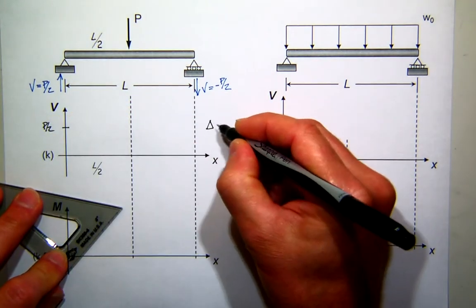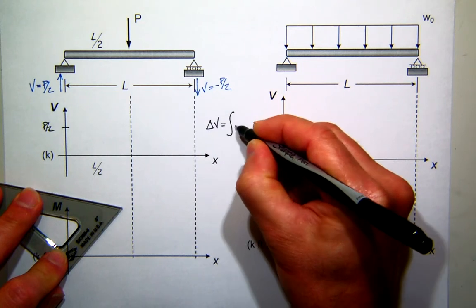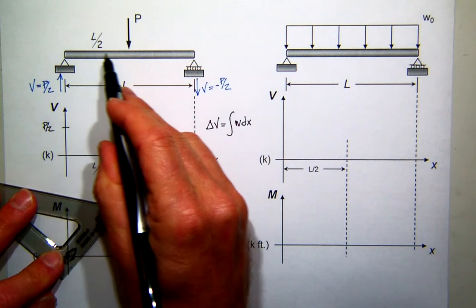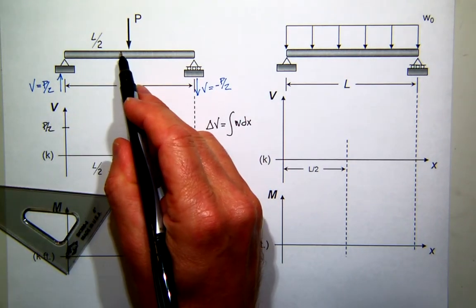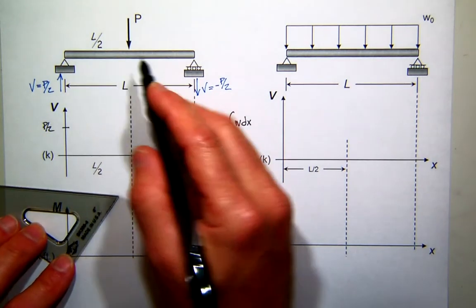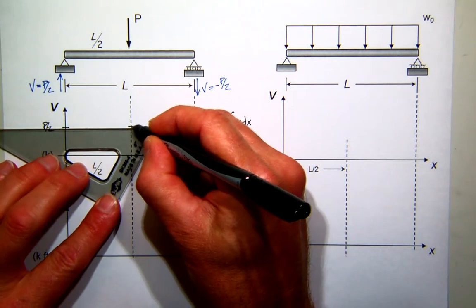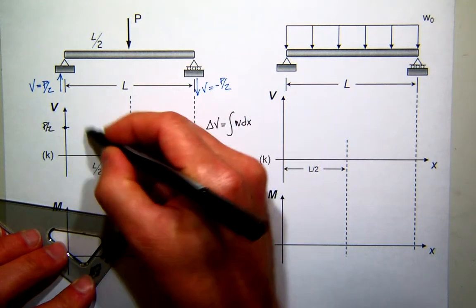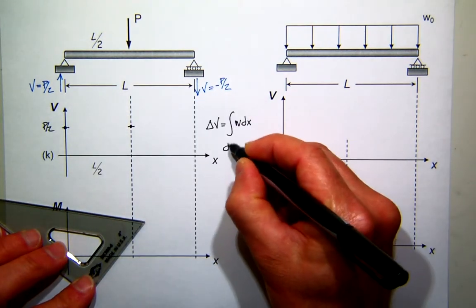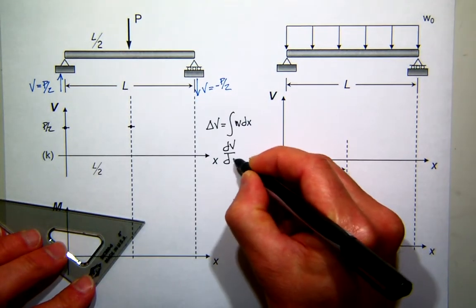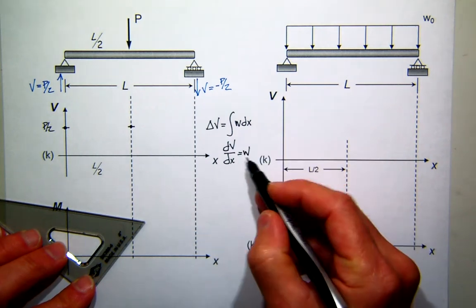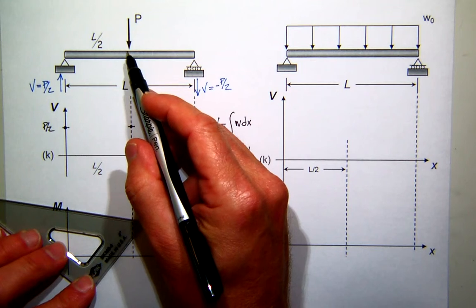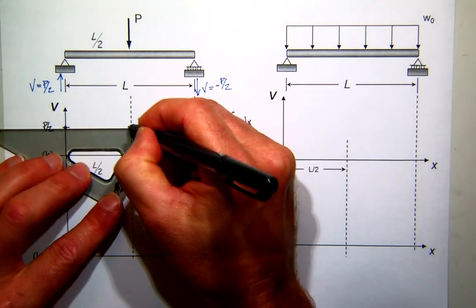And we know that the change in shear is the area under the load curve. So over the first half of the beam, L over 2, what's the area of the load curve? 0. So there's no change. So I'm going to stay at P over 2. And the curve that connects these 2 points is given by the value of the load. The slope of the curve is the load, and the load is 0. So we have a 0 slope, and that gives us a horizontal line.